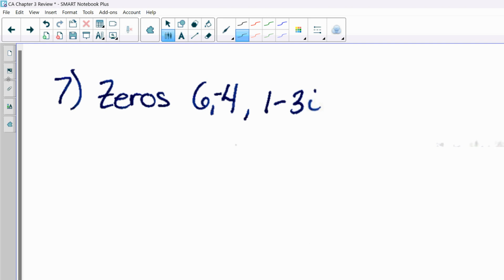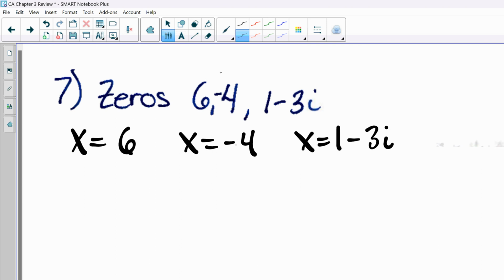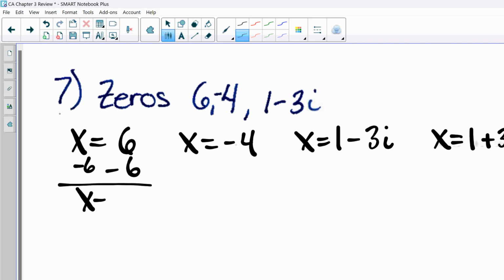So we look at 7. Now if we set up the zeros, we'll have x equals 6, x equals negative 4, and x is equal to 1 minus 3i. So if x is equal to a plus bi, x is equal to a minus bi. Since we have 1 minus 3i, we also have to have 1 plus 3i. And the same thing's true with radicals. If we have them combined like i square root of 3, we'll also have negative i square root of 3. Now all we need to do is get each one of these equal to 0.